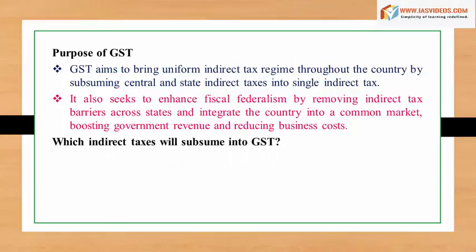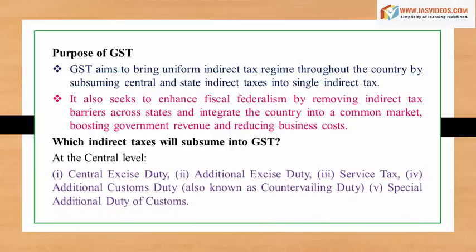Which indirect taxes will subsume into GST? At the central level: 1. Central excise duty. 2. Additional excise duty. 3. Service tax. 4. Additional customs duty, also known as countervailing duty. 5. Special additional duty of customs.